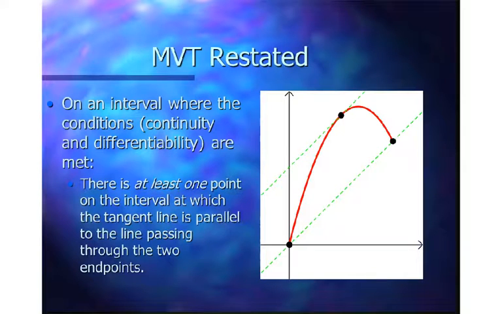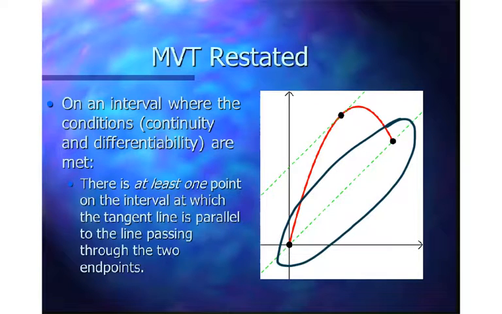So one way we could say this is to say that if we have an interval where the conditions are met, continuity and differentiability, then there has to be at least one point on the interval where the tangent line is parallel to the secant line that passes through the endpoints. So you see here we have the secant line passing through the two endpoints, and we have a parallel line passing through this point right here.